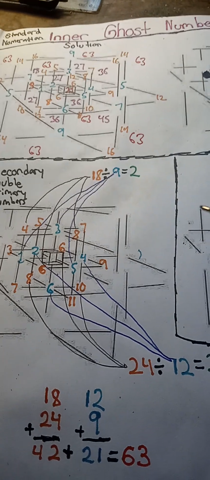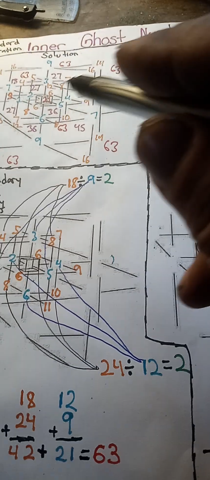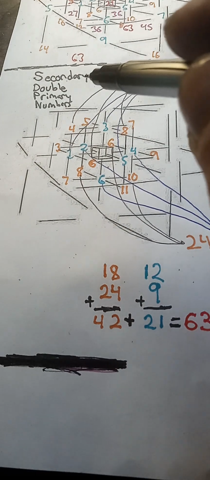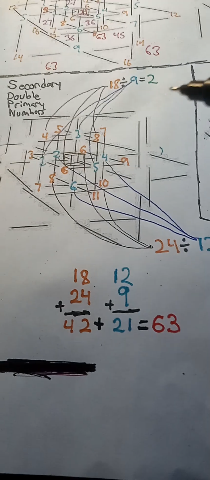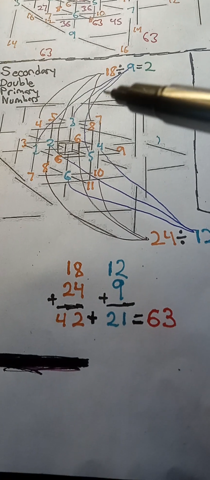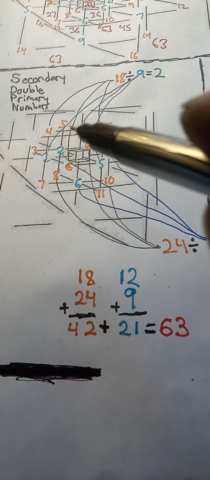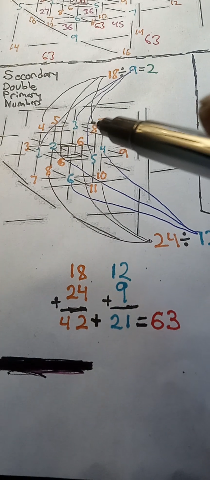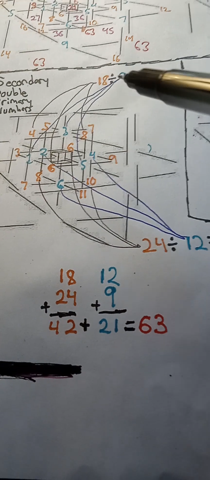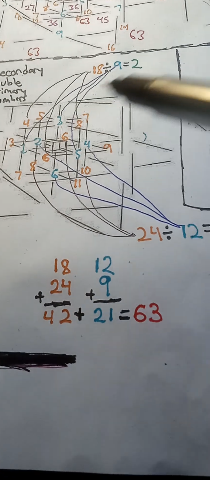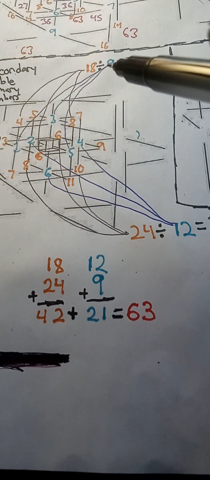And there's two ways to look at this solution and problem. The secondary numbers are double the primary numbers, and that's the case in every single magic ghost number cube. The secondary numbers, orange, are always going to be double the primary numbers at this angle. For instance, 9 goes into 18 two times.